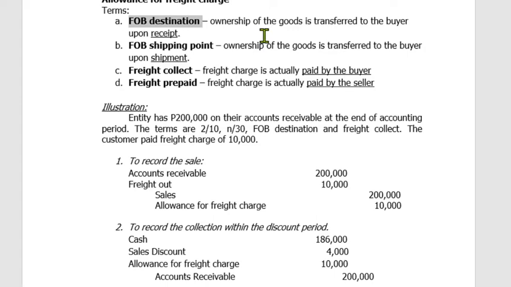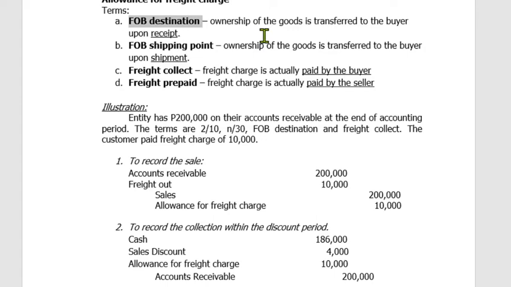So how do we do this? This illustration will present us yung ganong scenario na FOB destination and this is freight collect. The entity has 200,000 on their accounts receivable at the end of the accounting period. So meron siyang pautang na 200,000. The terms are 2/10, N/30. FOB destination and freight collect. So dapat alam mo na by this time ano ibig sabihin ng 2/10 and N/30.